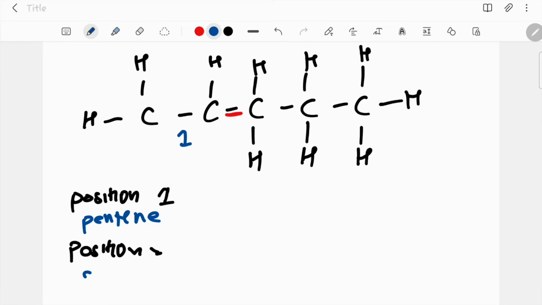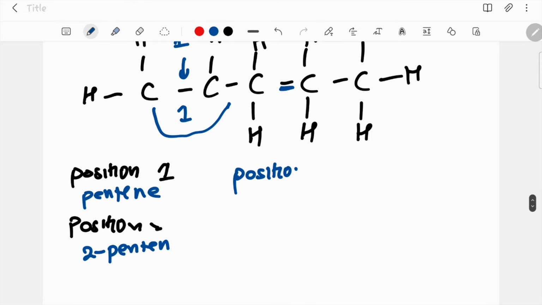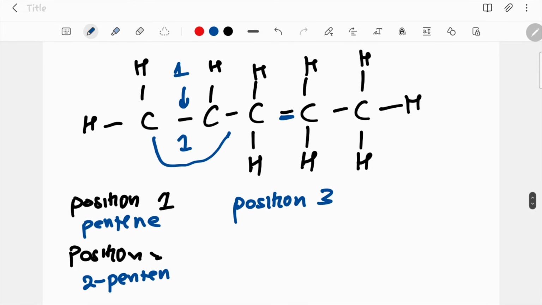It becomes 2-pentene. And remember, 2 because it is in the second place. This is the first place, this is the second place, this is the third place, fourth place, and so on and so forth. Now let's move this double bond to the next position. Let's put it here. Now at position 3, it becomes 3-pentene. Why is that? 1, 2, 3: the first carbon, second, and third. That's why it's called 3-pentene.